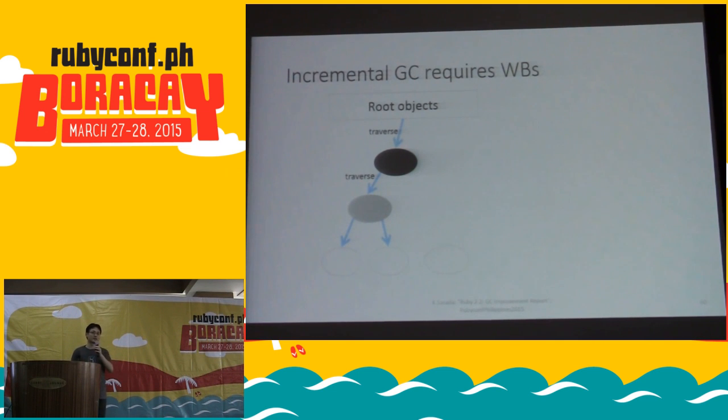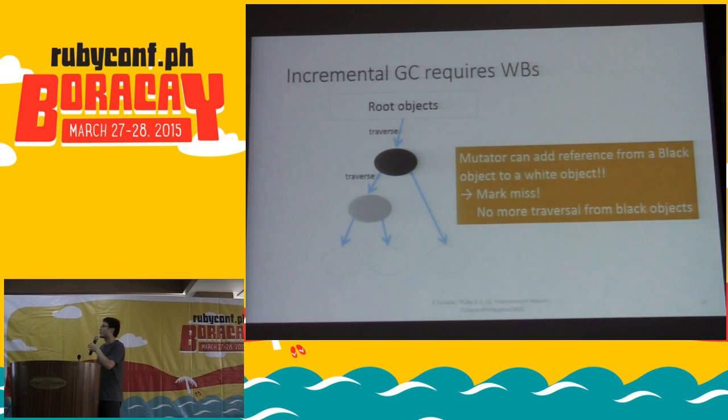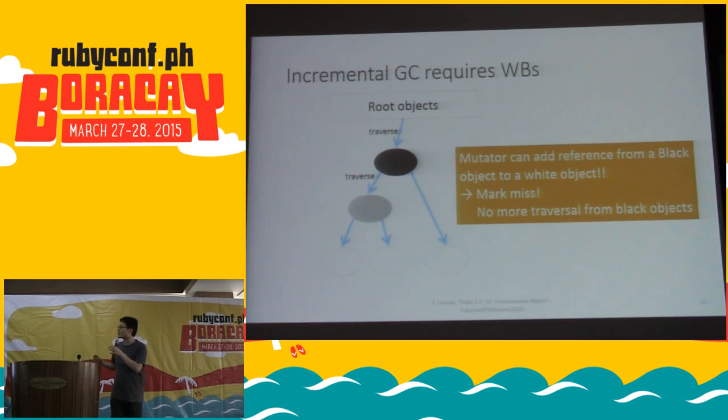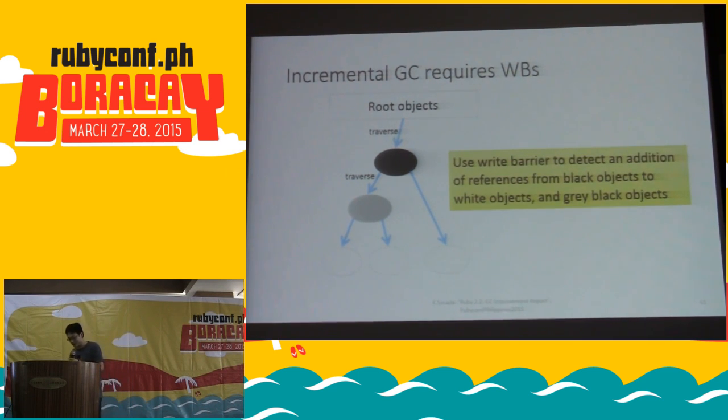Incremental GC also requires write barriers, similar to generational GC. For example, we make this gray object black, so there is a black object, and then a Ruby program runs. The Ruby program can make a reference from this black object to a white object. Such a reference breaks the assumption that black objects only refer to gray objects. So we need to detect this with a write barrier. If there is such a reference from a black object to a white object, then we gray this object and continue the marking phase. So this is a simple algorithm to make incremental GC work correctly.